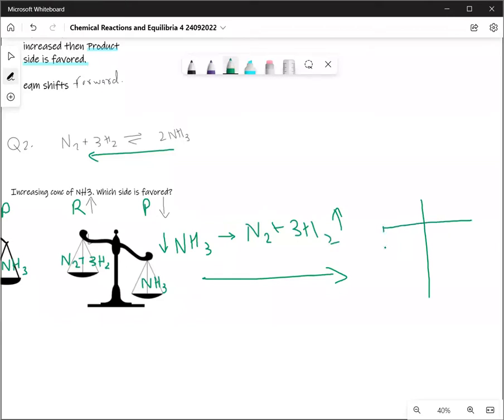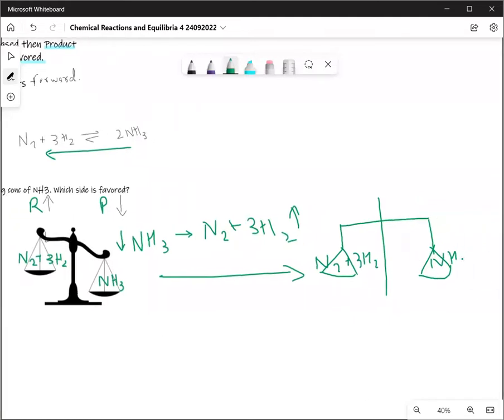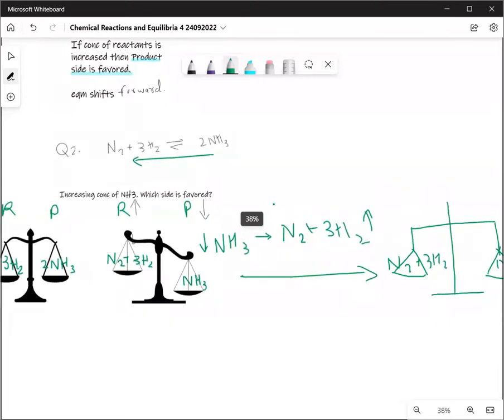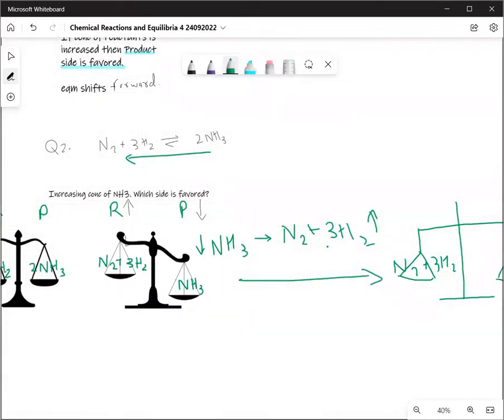Does that make sense? Now we'll try another one of these. Balanced again. But sir, the question is about forward or backward. How come we will know that? Okay, now you tell me: NH3 to N2 plus 3H2. Is this a backward reaction or a forward reaction?